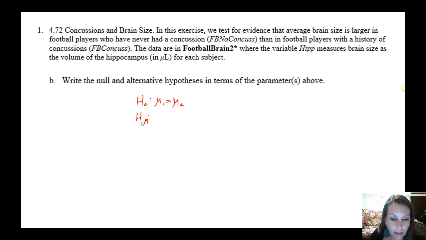For the alternative hypothesis, we read the question to get context clues to determine whether the symbol is going to be greater than, less than, or not equal to. So if I look back at my problem, we're looking for evidence that average brain size is larger in players who have not had a concussion than in players with a history of concussion. So larger is the keyword for greater than. So my alternative hypothesis is going to be mu1 greater than mu2.